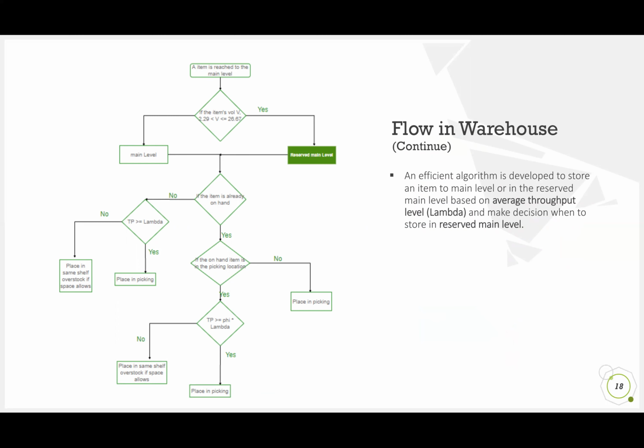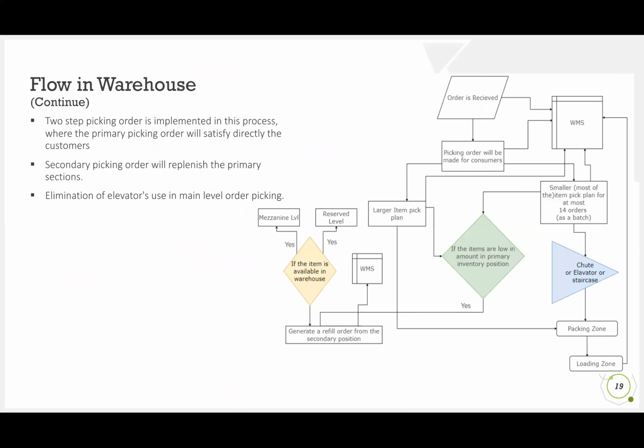The reserve main level is a place where we want to store goods with volume greater than 2.29 but less than 26.67. When an order is placed, it will be very convenient to find the item just from the reserve main level. And the actual main level will be a secondary location which will help to refill items in the reserve main level and mezzanine level.